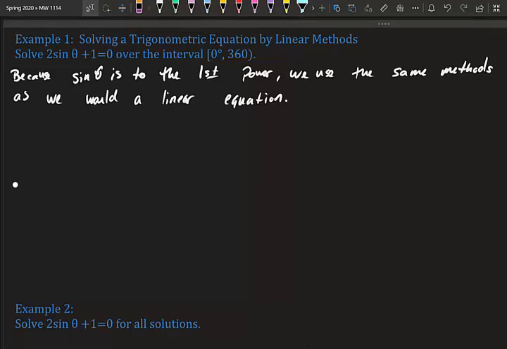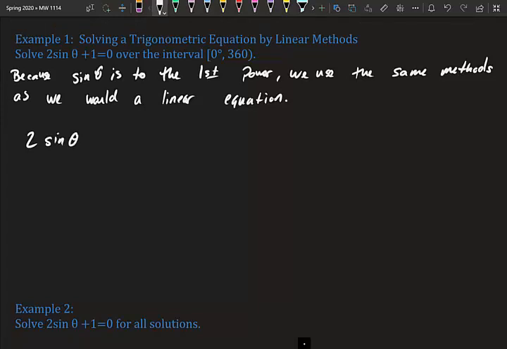Because sine theta is to the first power, we use the same methods as we would for a linear equation. Meaning, solve like you're just solving for x. Remember, x, theta, all that just means a variable. So we have our function 2 sine theta plus 1 equals 0. I need to get sine theta by itself, so I'm going to subtract 1 from both sides. We have 2 sine theta equals negative 1. Let's divide by 2. So sine theta equals negative 1/2. Cool. Now we have what sine theta equals. Now let's find theta.